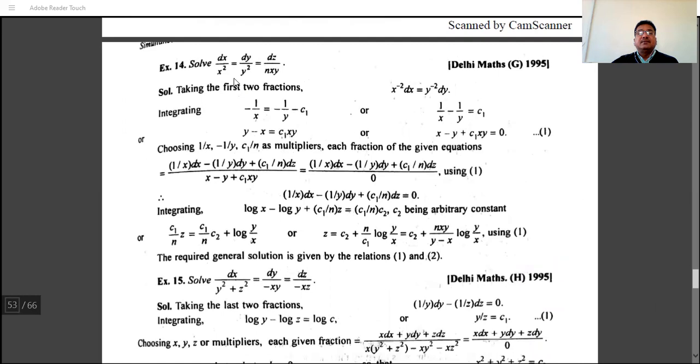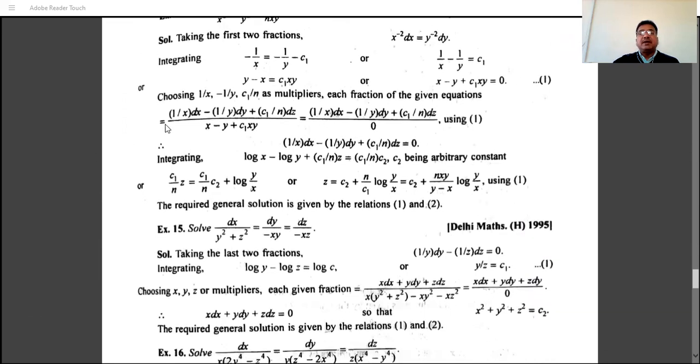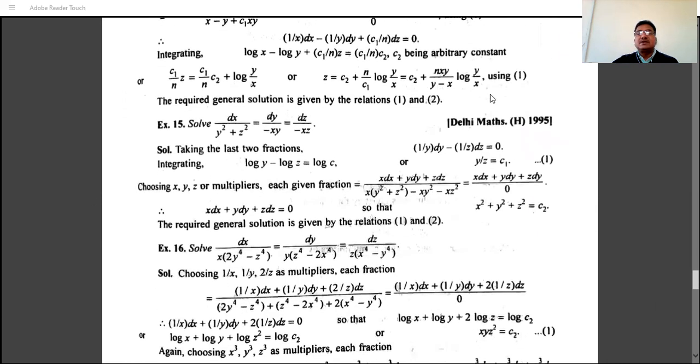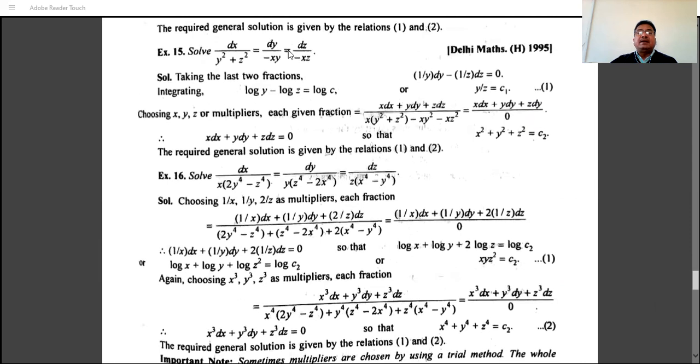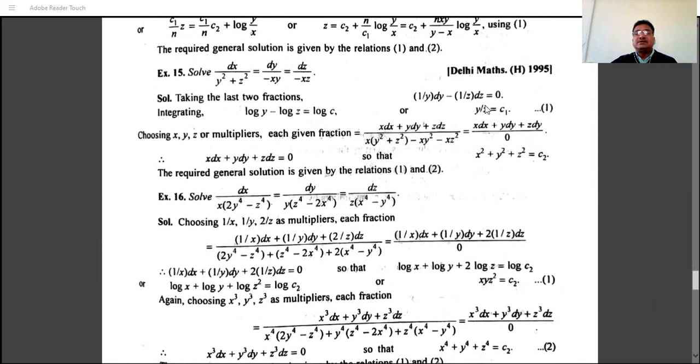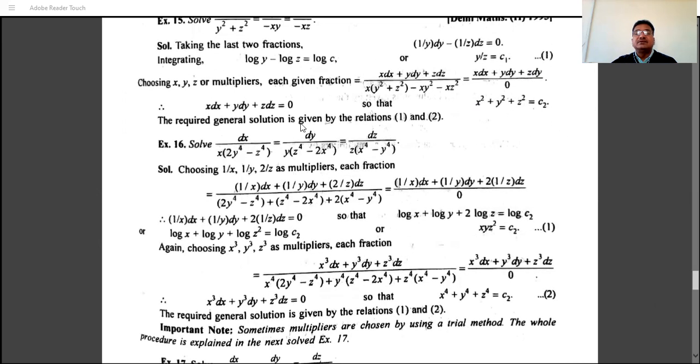Next, problem number 14, the multipliers are 1 by x, minus 1 by y, and so on. By considering the first two fractions, we have one solution, and by using the multipliers 1 by x, minus 1 by y, we have another solution, the second solution. Then the first and second give the general solution of the given differential equation. Then problem number 15, by taking the last two fractions, we have this answer, y by z is equal to c1 as the first solution. Then multipliers are x, y, z. We have the answer, x square plus y square plus z square is equal to c2. And then 1 and 2 give the general solution.